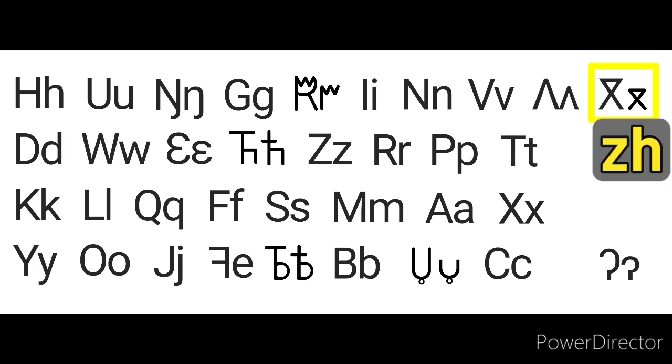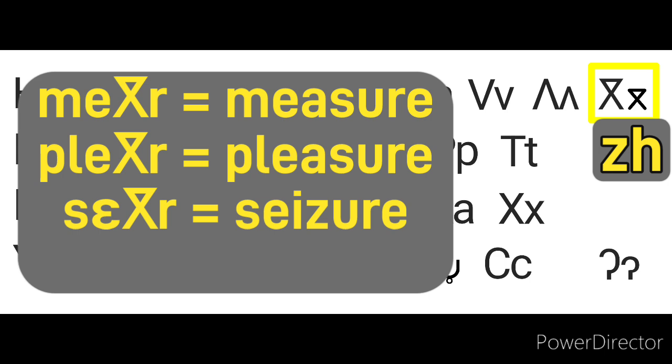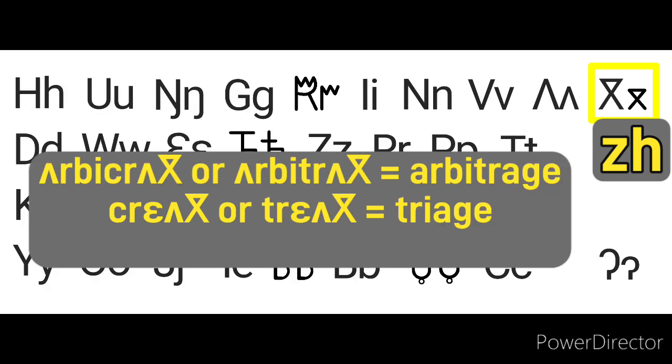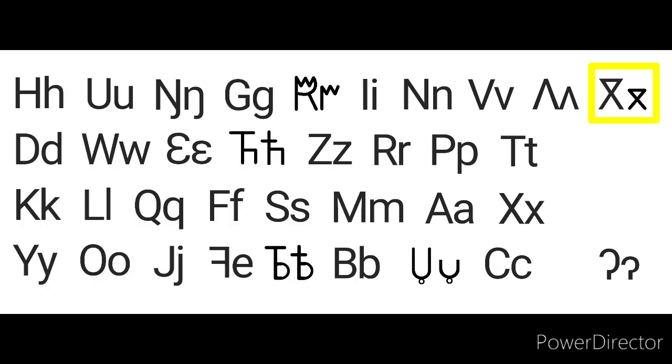So in words like measure, pleasure, seizure, arbitrage, triage, there's a lot of words that have that sound, and we don't have a good way of, like with measure, you're using an S, which represents the S sound. And of course, zh is nothing like s. So our current alphabet is woefully inadequate. So, h, ung, ri, I, in, va, aj.